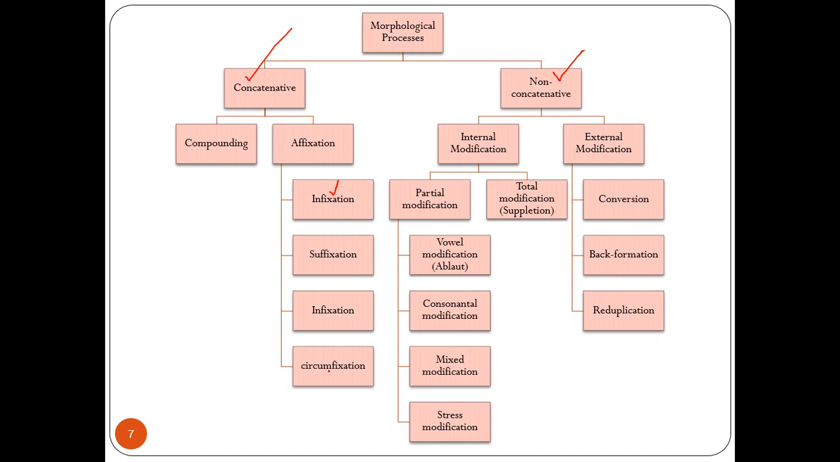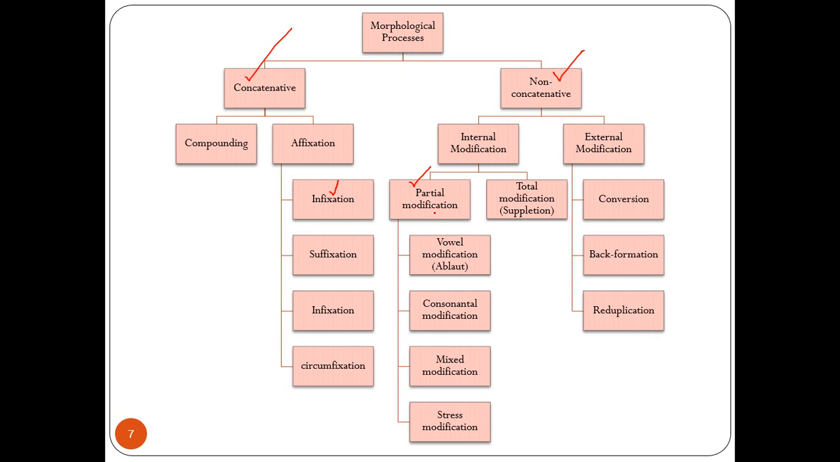Keep this in mind. The internal modification could be partial or total. Partial means little, a small modification. For example, the example we just discussed, man and men. So we have got just a modification of what? One vowel in the middle, the "a" sound replaced by "e". So man, men. So this is a modification first of all.